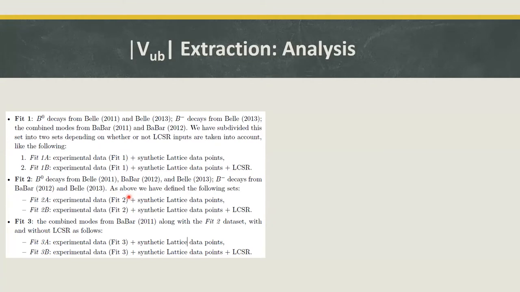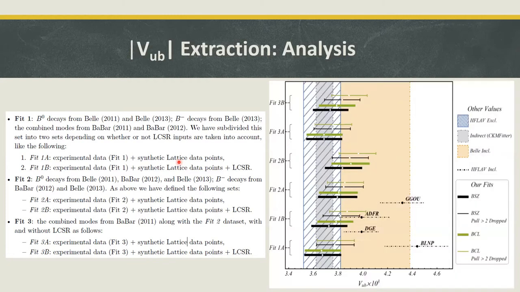So we had to drop BABAR 2011 from FIT2. And in FIT3, we had everything in terms of their particular charges, except BABAR 2011. And in every data set, we made a further classification. Data set A was the experimental data along with Lattice, and B, we added LCSR to A. Doing all that, we carried out a chi-square fit and a Bayesian analysis, both of them.